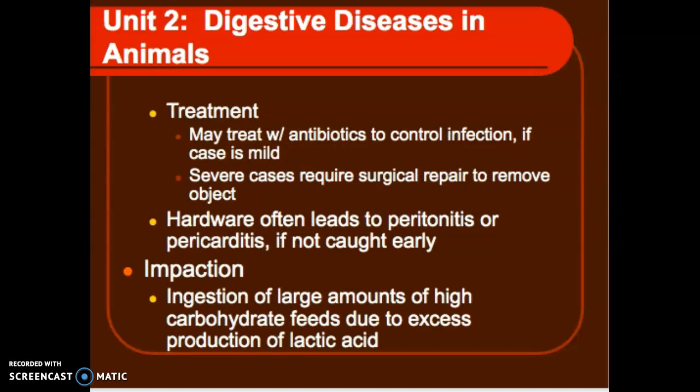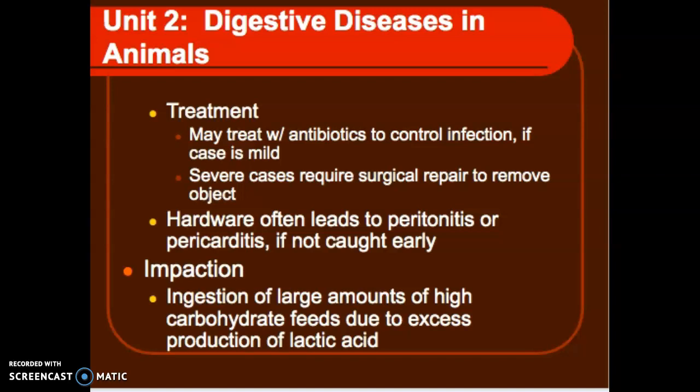If you suspect you've got a case of hardware, treat them with antibiotics to help control the infection. Maybe administer another magnet, or give them the first one if you don't know if they have one. And then really, really severe cases require surgery to repair and remove that piece of equipment that's in there. But obviously that's pretty risky and oftentimes not very successful.